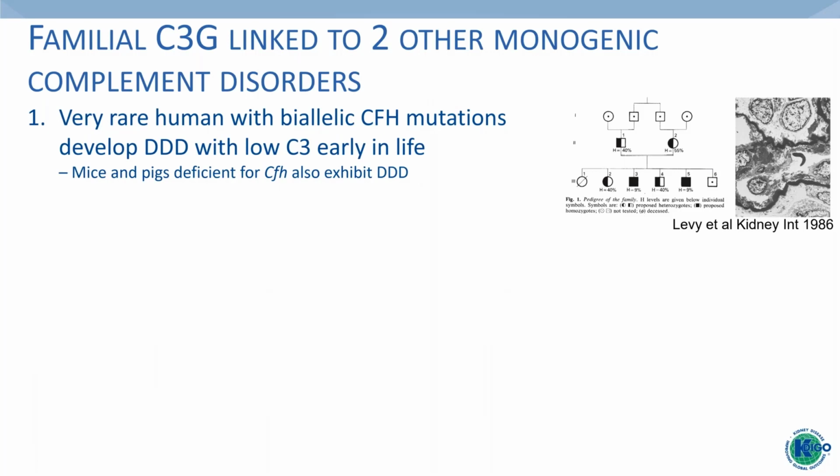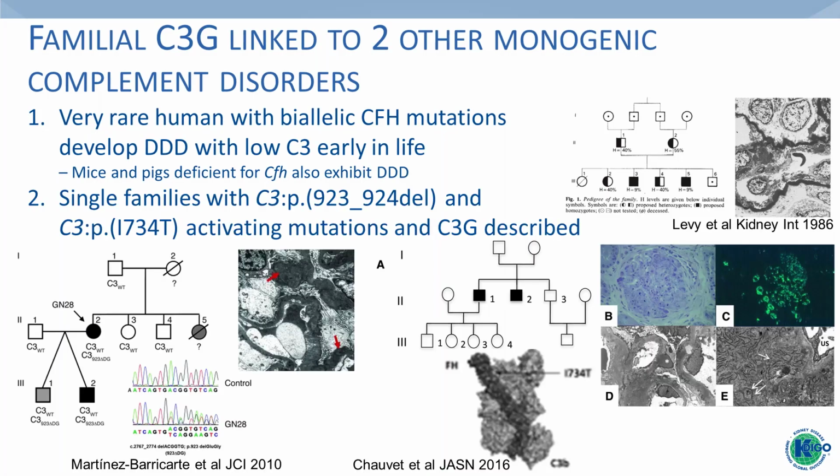The first to be described is this very rare biallelic complement factor H mutations, originally described, I think, in this consanguineous family. Patients develop dense deposit disease with very low circulating C3 early in life. This phenotype has been recapitulated in mice and pigs deficient in factor H. And secondly, single families have been reported with specific mutations in C3 that seem to have an activating effect. And these have both been described in 2 affected cases in 2 families shown here.